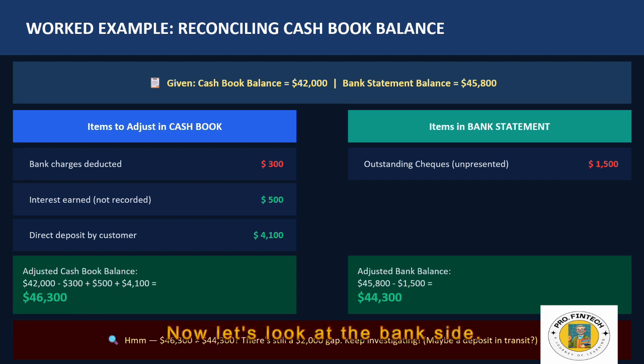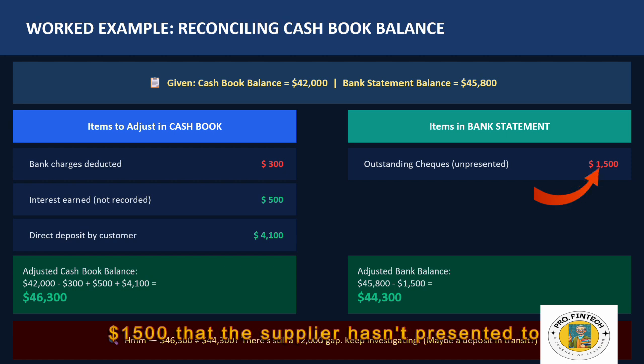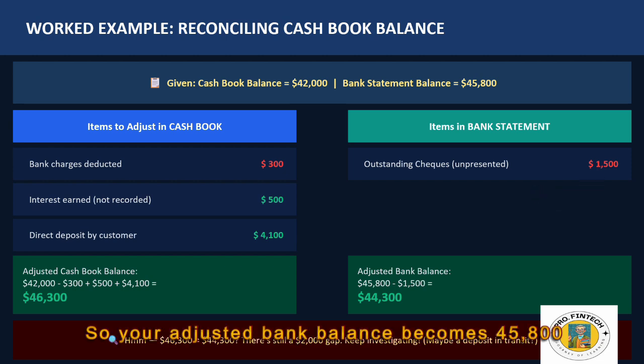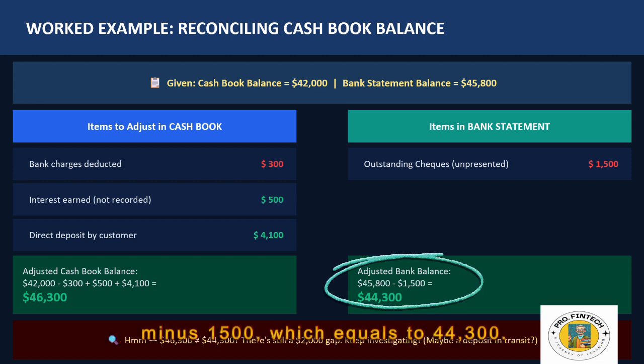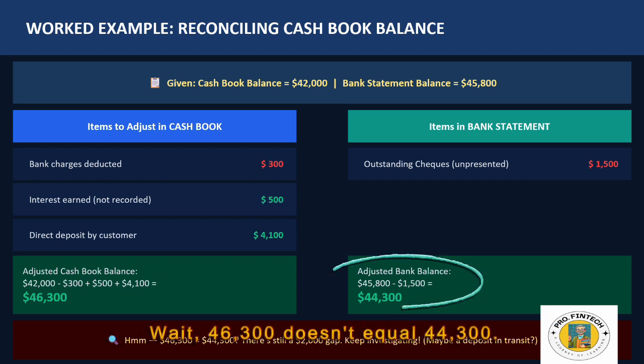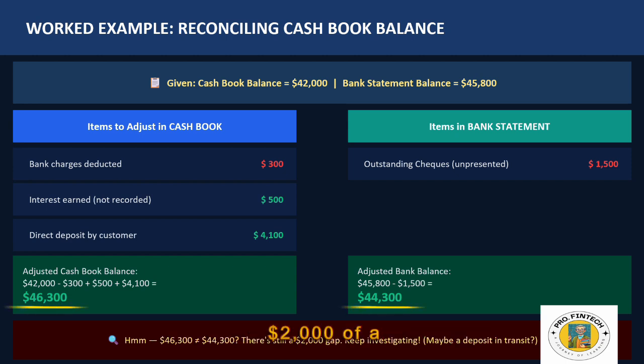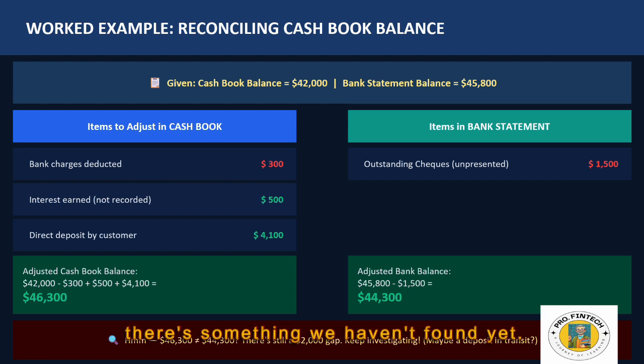Now let's look at the bank side. You issued a check of $1,500 that the supplier hasn't presented to the bank yet, an outstanding check. So your adjusted bank balance becomes $45,800 minus $1,500, which equals $44,300. Wait, $46,300 doesn't equal $44,300. You still have a $2,000 gap. That means there's something we haven't found yet. Maybe there's a deposit in transit, money recorded in our books but not yet shown in the bank. We keep investigating.